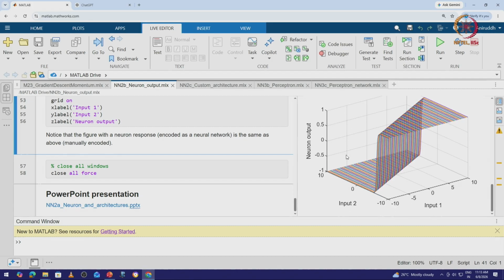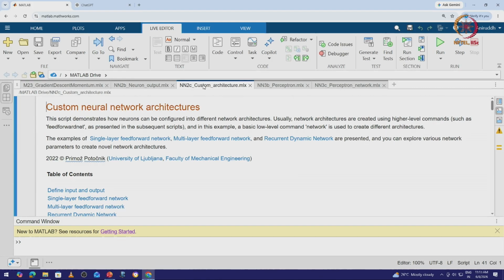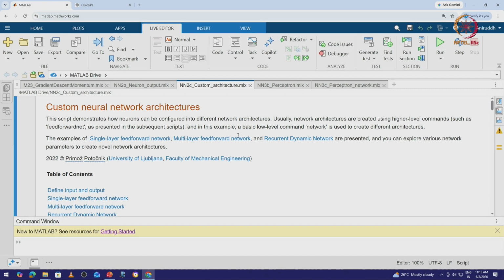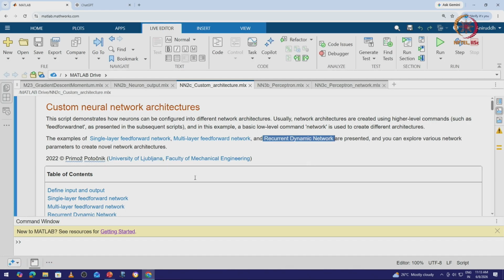Now let us go to a different example and see the effects of a single layer feed forward network and a multi-layer feed forward network. For this particular tutorial, we will skip the RNN part, which will be covered later on.